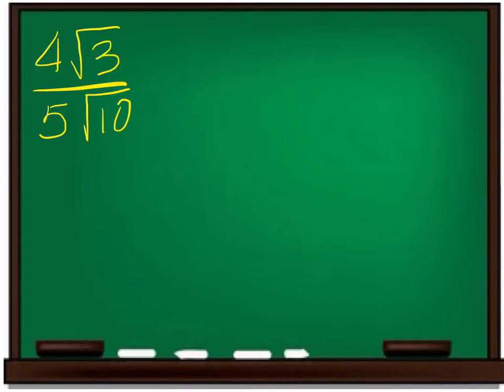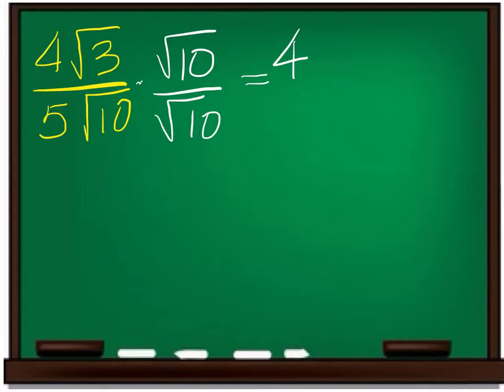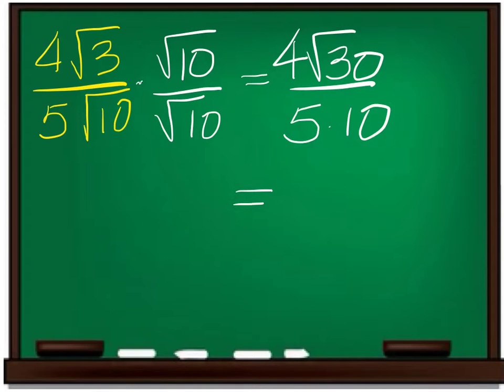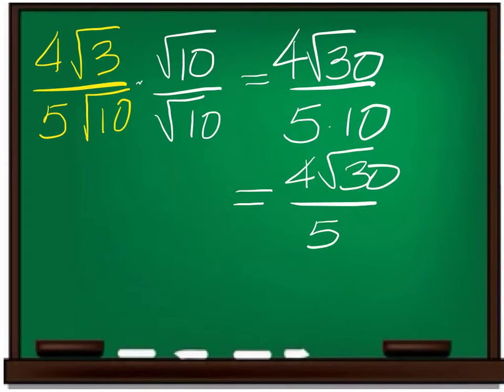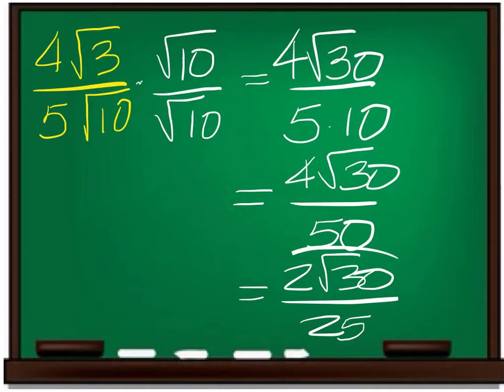For the practice problem, you multiply the top and the bottom by the square root of 10. On the top, you get the 4 square root of 30, and on the bottom, you get 5 times 10. 5 times 10 is 50. And we'll reduce that with the 4 to get 2 square root of 30 over 25.